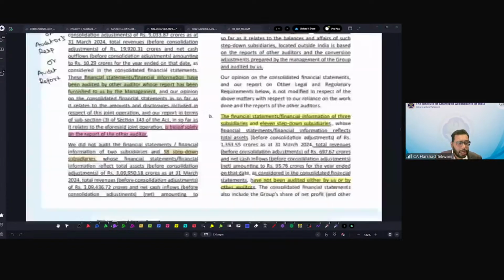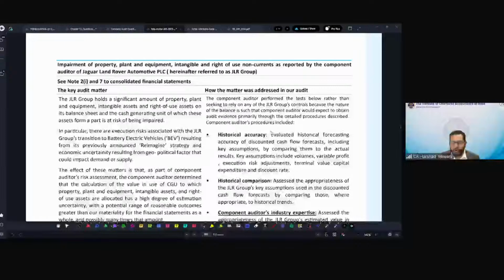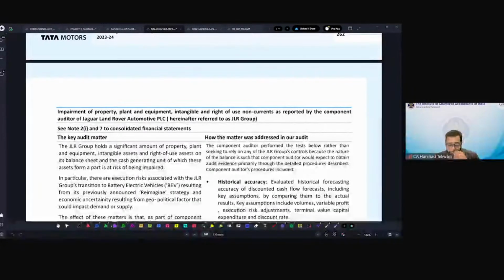Now remember, can anyone tell me? Remember, there were certain criteria that we discussed for the key audit matter. Where estimation and management judgment were involved, management bias might be there. These were the critical areas.